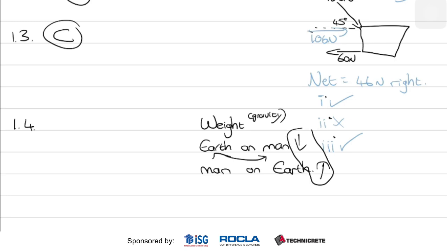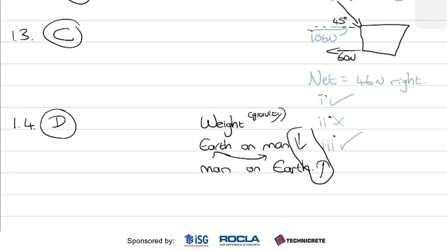C, the man on the floor, no. The floor has nothing to do with the gravity. And D, the man on the Earth, which is exactly what we said. So 1.4, the correct answer is D. Remember to read very carefully here. Okay, 1.5.